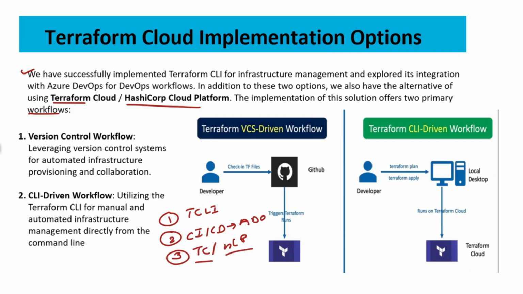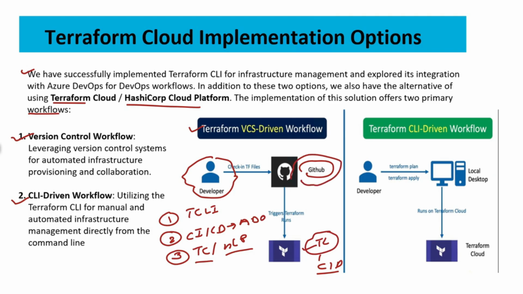So, for implementation of Terraform Cloud or HashiCorp Cloud Platform, we have two options. First is called version control workflow, and second is called CLI-driven workflow. Leveraging a version control system for automated infrastructure provisioning and collaboration. If you see in this diagram, the Terraform VCS-driven workflow, on the left-hand side is the developer who is going to update the code in my GitHub. Once he updates the code in GitHub, then Terraform Cloud is going to trigger a run for it. It can be creation of the resource or deletion of the resource. But the source code will be present inside my GitHub account.